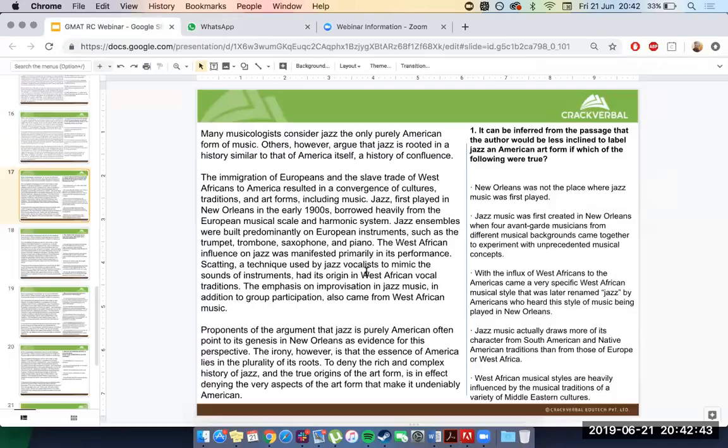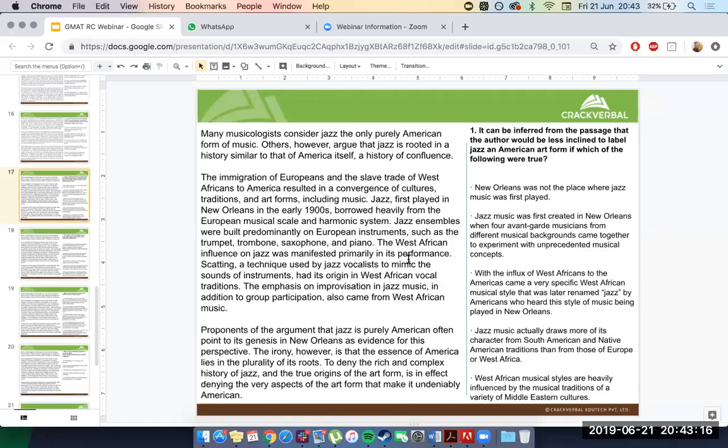I didn't even read what it said for the West African. The West African influence on jazz was manifested primarily in its performance. Now, I didn't put down that the European influence was instruments or that the West African influence was performance. That would be a good example of something that is good high-level knowledge about the passage. And if you have a deep understanding of the passage, you will get at that. You will get a sense of what that has to say. However, it is not something that you definitively need to know straight off the bat, right?